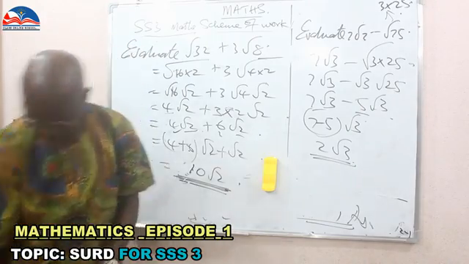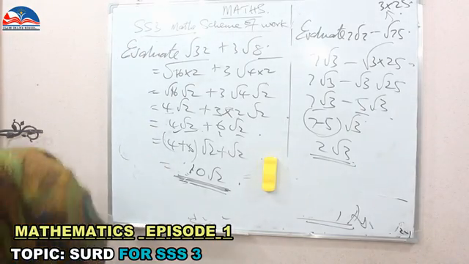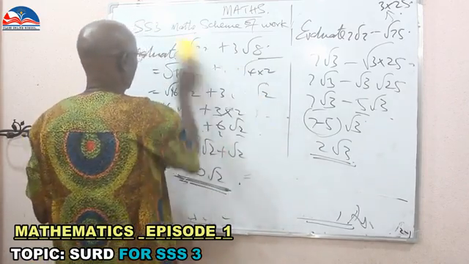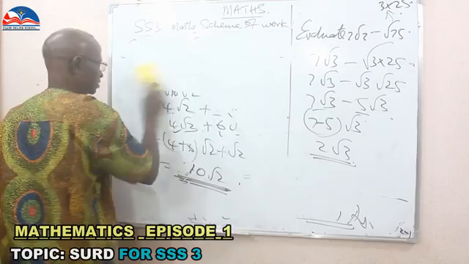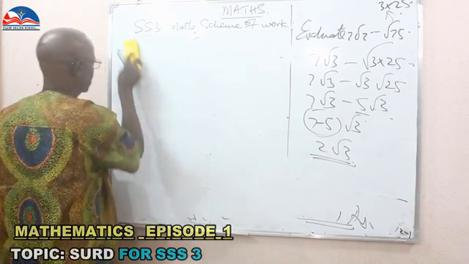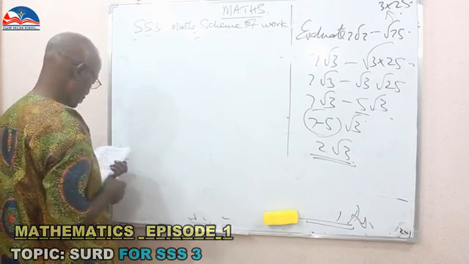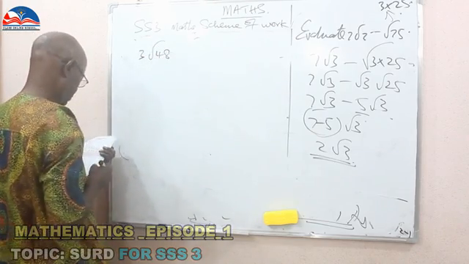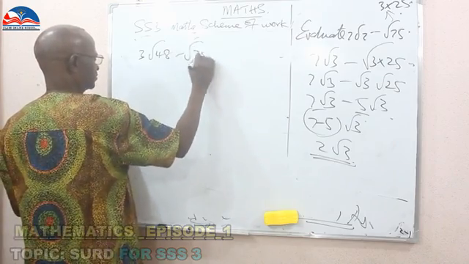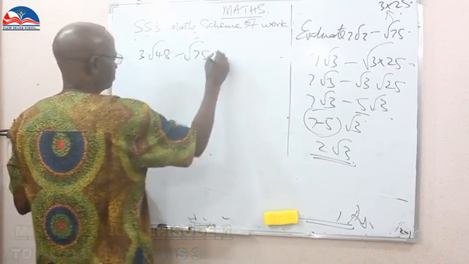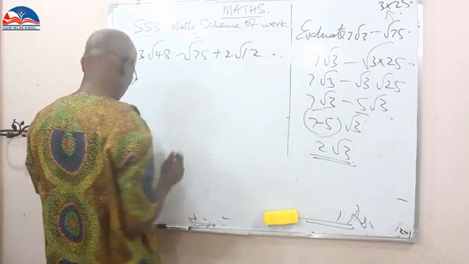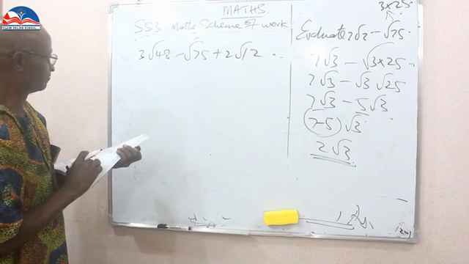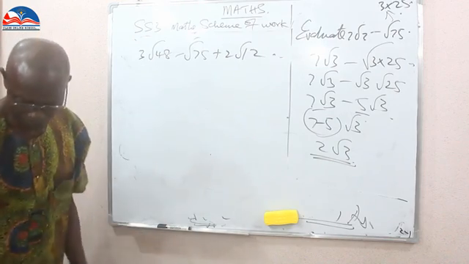I'm going to give more examples. I'm going to take other ones. If you are given a number like this again, what do you do? If you are given 3 root 48 minus root 75 plus 2 root 12, what do we do?